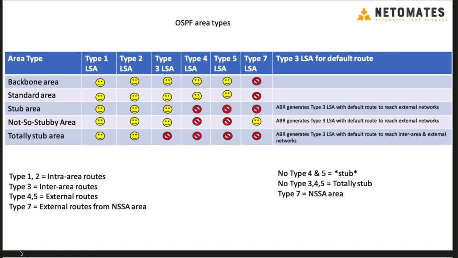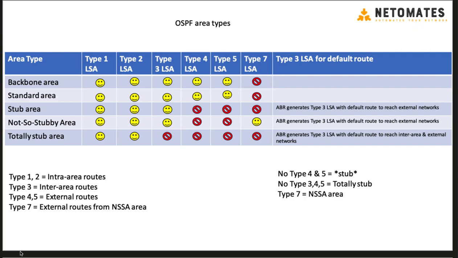From the previous class we know that there are LSAs starting from 1 to 11, but the mainly used ones are 1, 2, 3, 4, 5 and 7. Type 1 and 2 LSAs are used to learn about the routes within the area. Using these two types of link state advertisements, every router in the area learns about other networks in the same area. When routers in one area want to learn about routes of another area, they learn by the type 3 LSAs, which are generally generated by the area border routers.